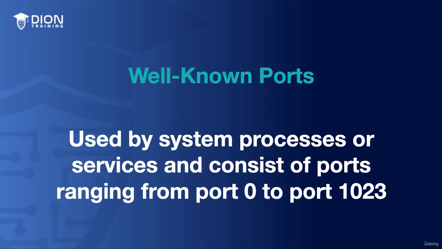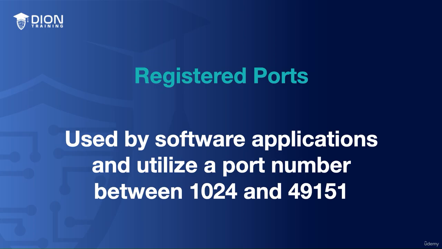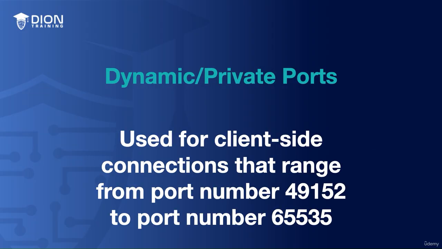Well-known ports are used by system processes or services and consist of port ranges again from 0 to 1023. Registered ports are usually used by software applications and utilize a port number between 1024 and 49151. Dynamic ports or private ports are often used for client-side connections, and these range again from 49152 to port number 65535. Dynamic ports are usually randomly assigned by an operating system when you attempt to make a new connection to a well-known or registered port on another system.